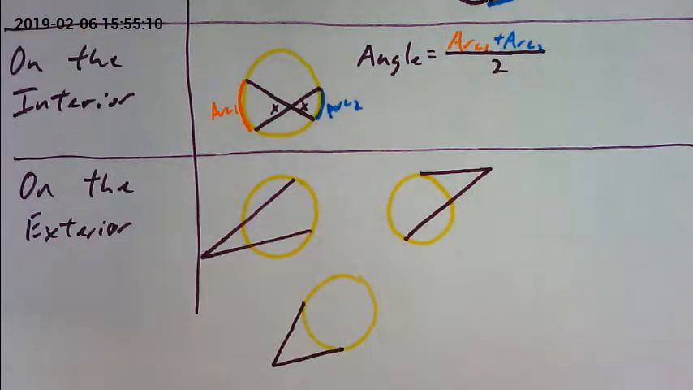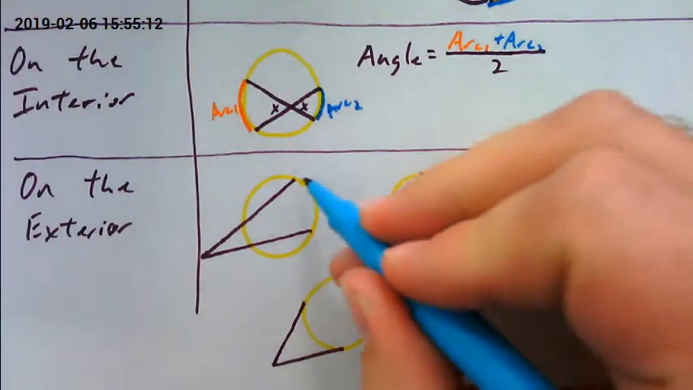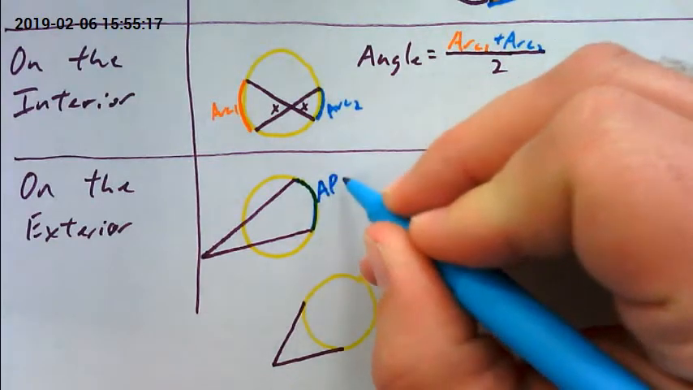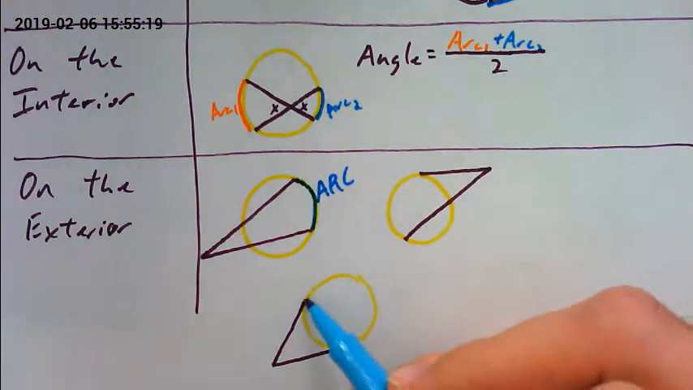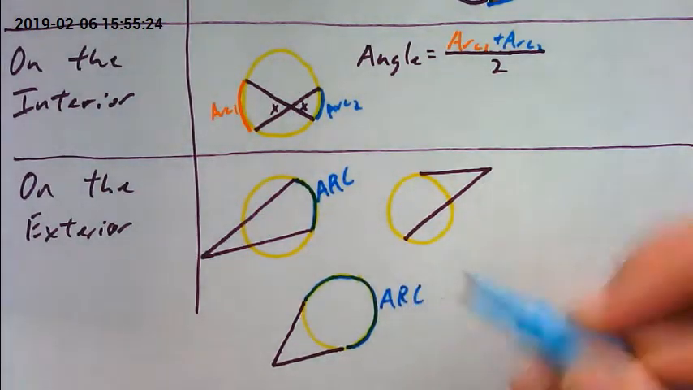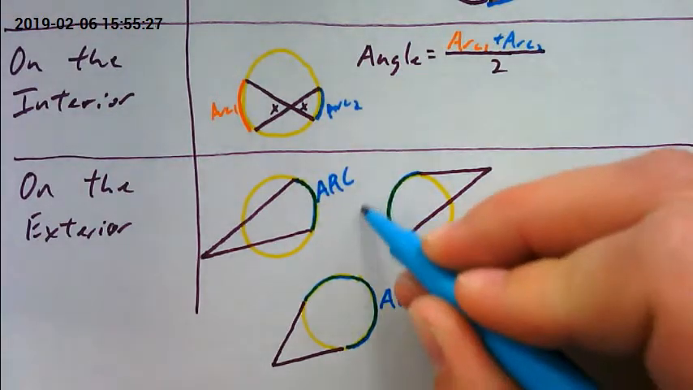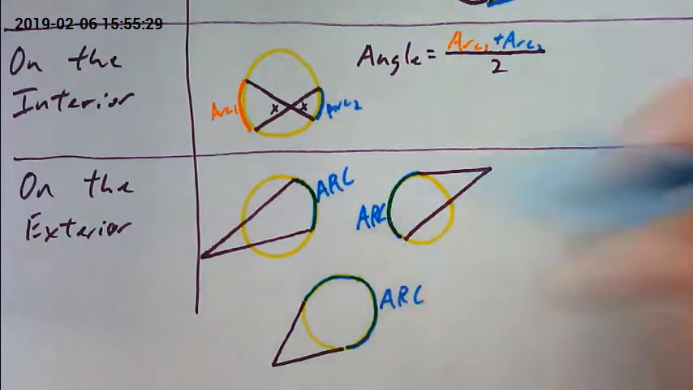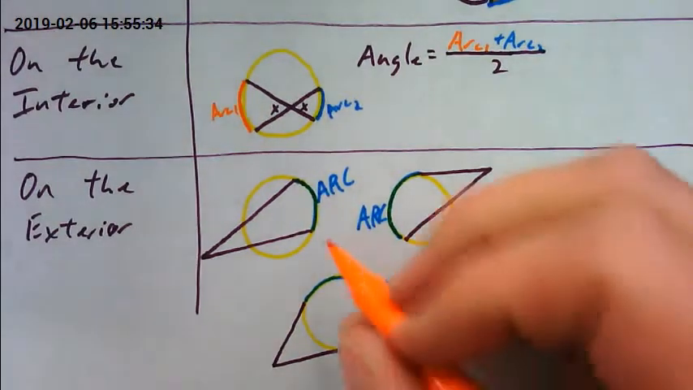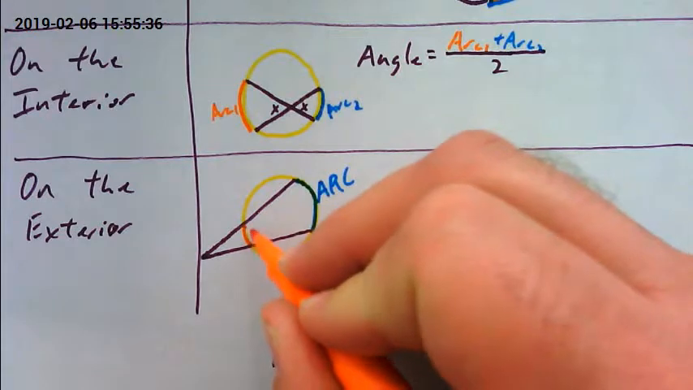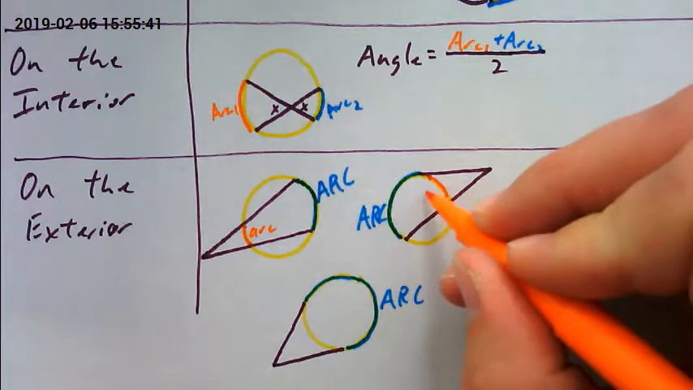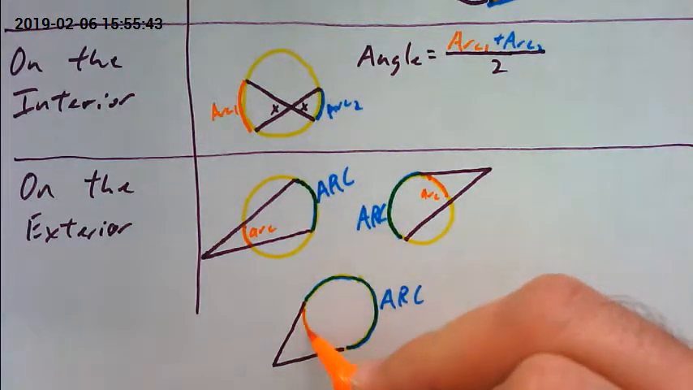There are two arcs that are being intercepted in each case. In this one, we have the big arc. I'm going to use capital letters to denote the big arc. Again, we have the big arc, and in this one we have a big arc. Now, for the other arc, we have a small arc, so I'm going to use lowercase letters. This one is intercepting this one. This one is intercepting this one.